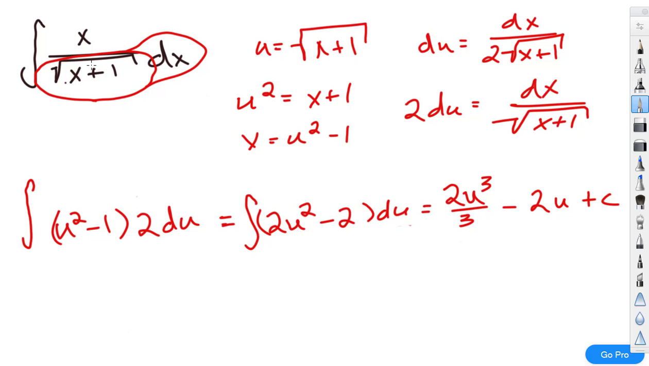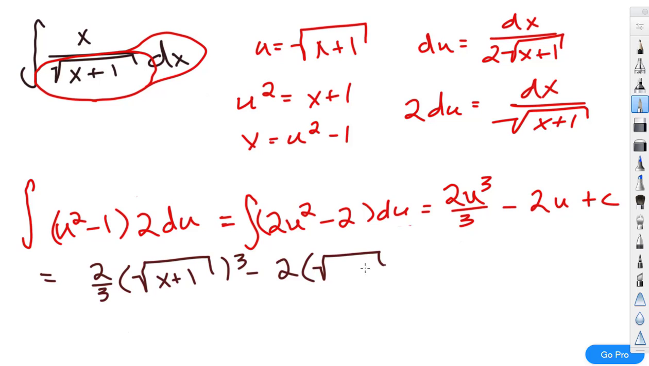Now remember, just like last time, it's in terms of u, but what do I want it in terms of? I want it in terms of x, my original function. So the solution is actually going to be 2/3. Remember, what did I let u equal? I let it equal the square root of x plus 1. So that's going to be the square root of x plus 1 to the third minus 2 times the square root of x plus 1 plus c.